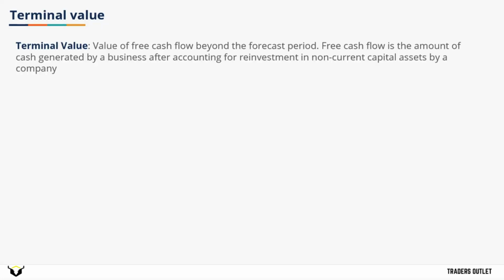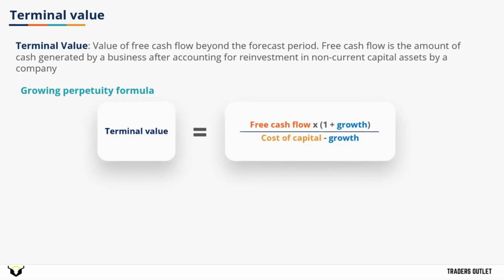Terminal value is the value of the free cash flow beyond the forecast period. It's a very important concept in valuation, as it typically makes up a large percentage of the total value of a business. There are, generally speaking, two formulas to calculate terminal value. The first is a growing perpetuity formula. This formula assumes that the company operates indefinitely and that it grows at a constant rate forever.